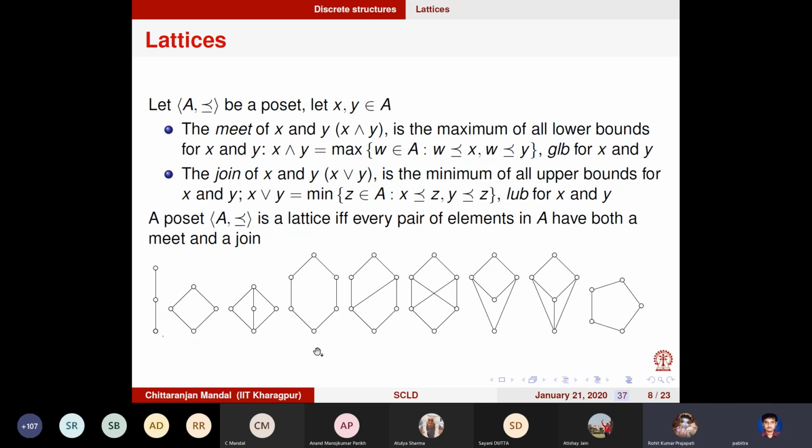Third one, is it a lattice? It's a combination of three chains, so it is a lattice. No, sorry, I'll come to that later. But according to the definition of lattice, does every pair of points have a meet and a join?